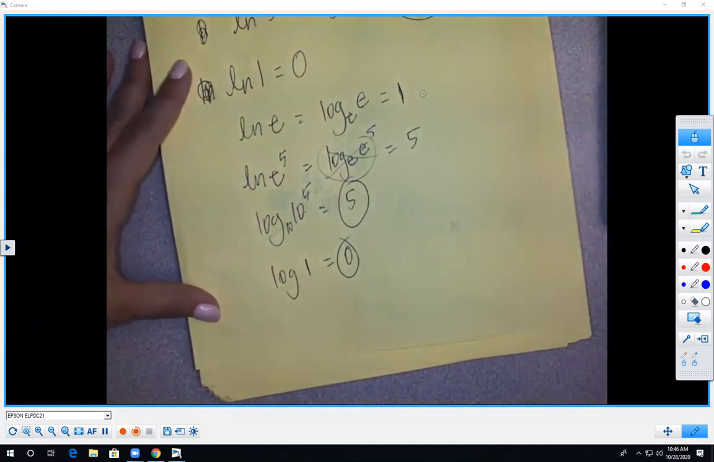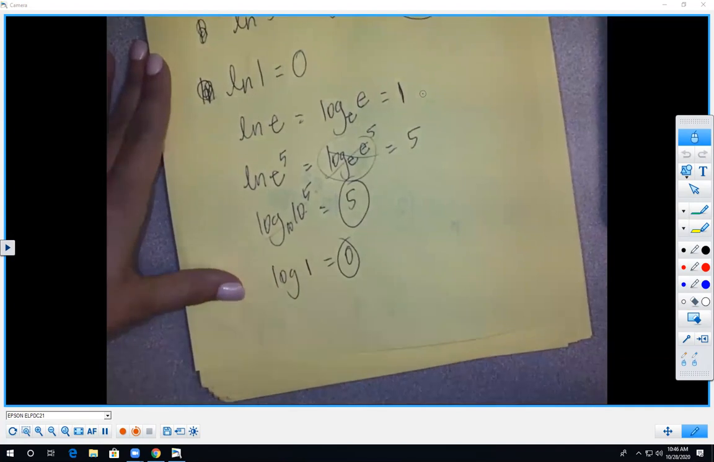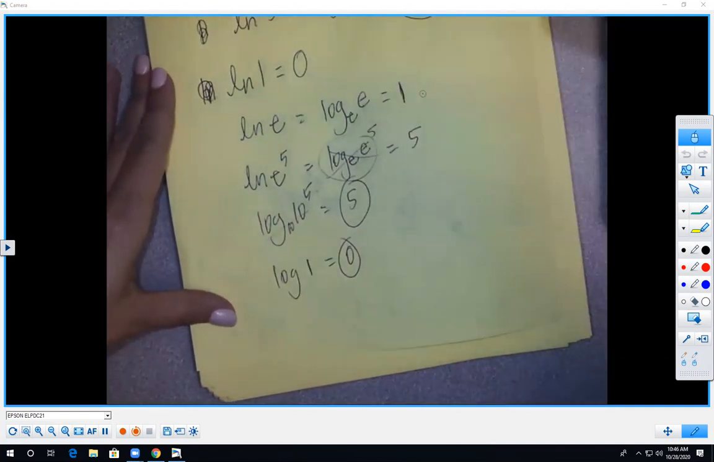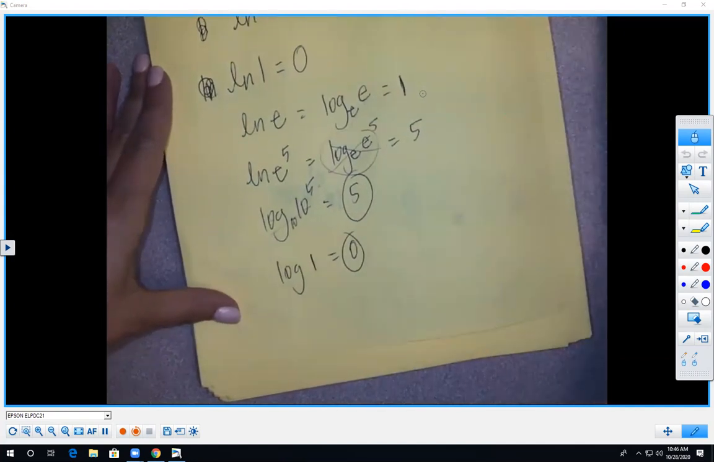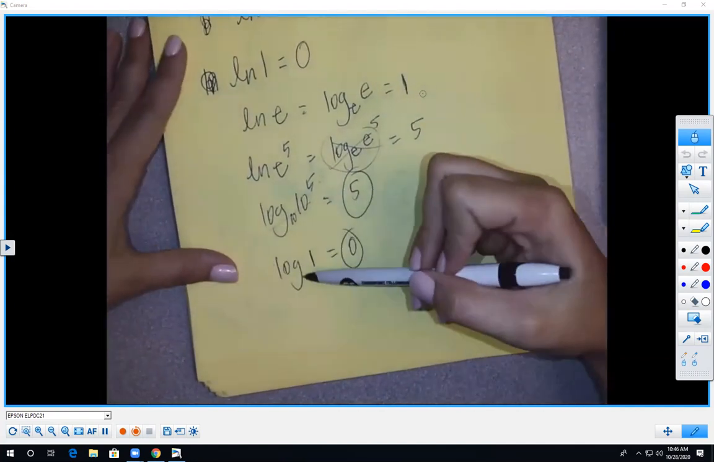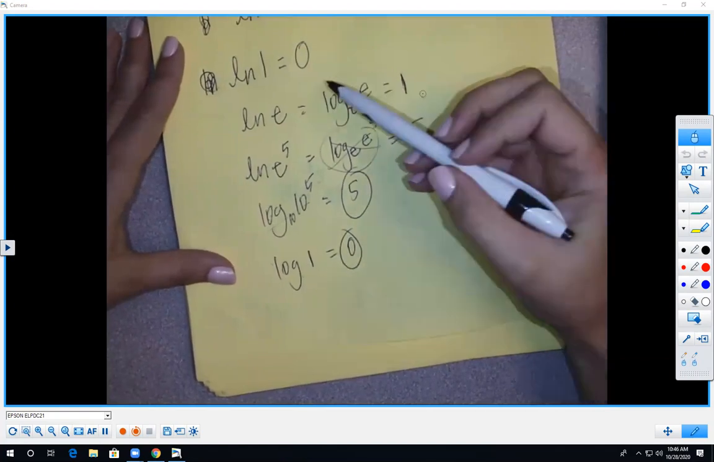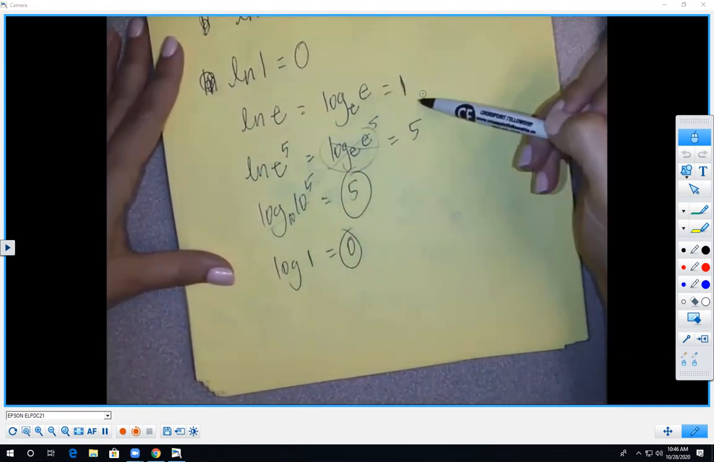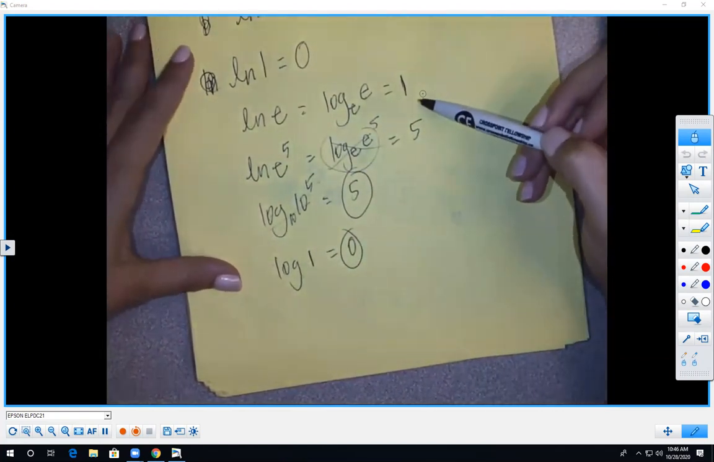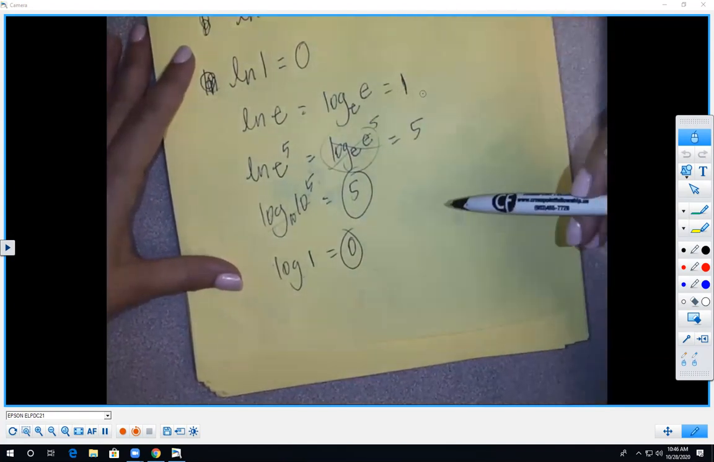Okay, so next time on your log quiz, you may have us changing forms, but most of them are going to be evaluating. It's not going to be multiple choice next time. It's going to be a blank, and I'm going to say, what's log of 1? And you type in 0. What's natural log of e? It's 1. You type in 1. Make sure that you're prepared for your log quiz next time.